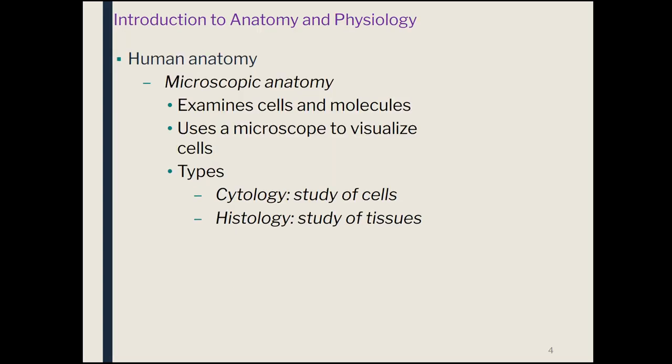Microscopic anatomy, meaning that we need a microscope to actually visualize the cells, is going to examine cells and molecules. Two different types of terms that you want to memorize as vocabulary terms would be cytology. Cyto means cell. Ology means the study of. So cytology is the study of cells. Histology is the study of tissues. So histo means tissues.